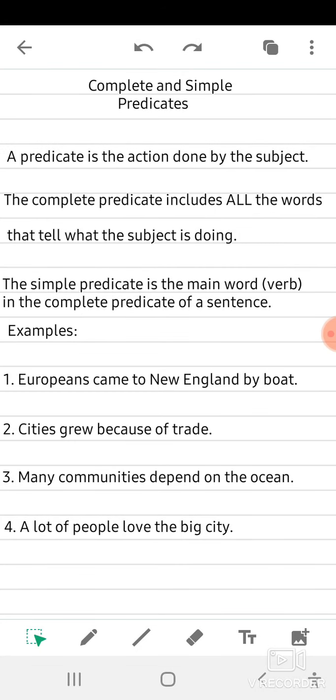On today's video, I'm going to be talking about how to find the complete and the simple predicate in a sentence. Stay with me until the end so you can learn how to do it really well.